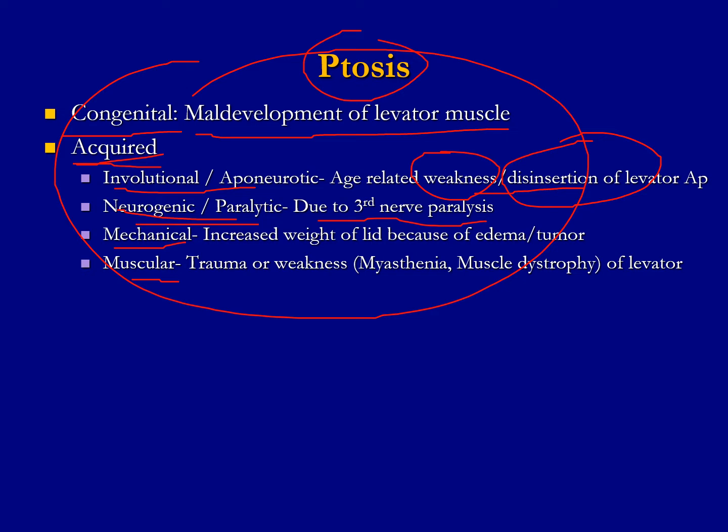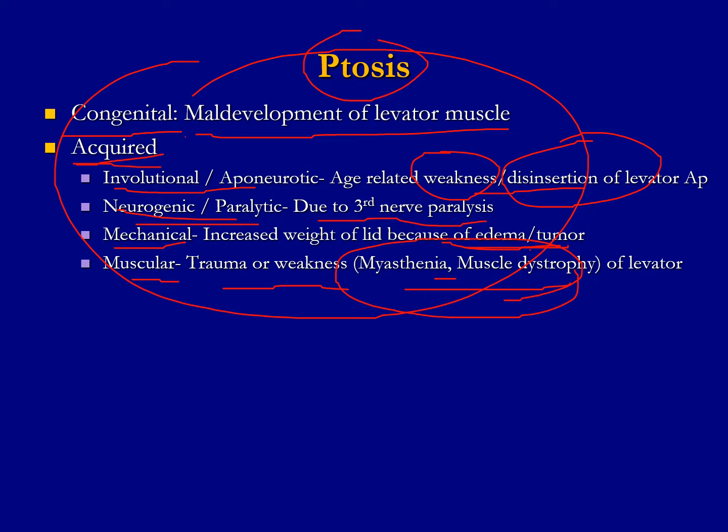Then is the mechanical. Anything that increases the weight of the upper lid, like a tumor or edema, causes the upper lid to droop, and that causes mechanical ptosis. Then is the muscular ptosis. Trauma or weakness. Weakness is because of neuromuscular diseases or muscular dystrophy. These diseases like myasthenia or muscular dystrophy can cause ptosis.